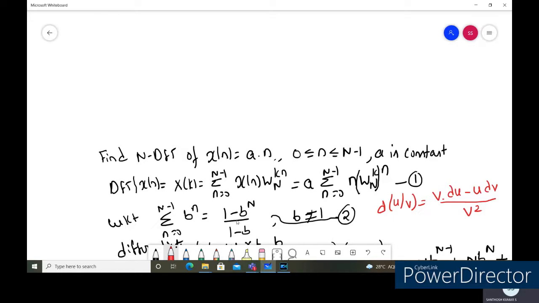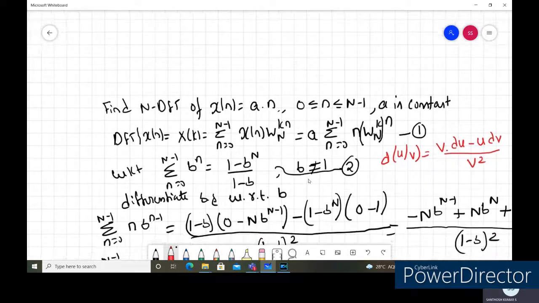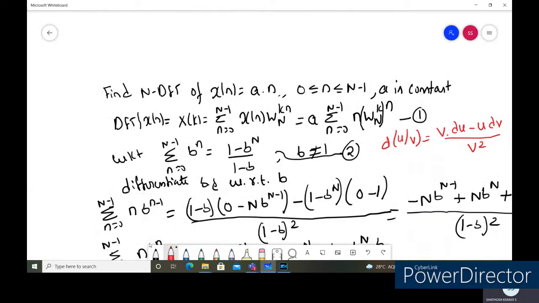Also, the differentiation of x to the power of n is n into x to the power of n minus 1. Here also b to the power of n is there, so it is n into b to the power of n minus 1 that we can take. Now let us differentiate both sides with respect to b. So the differentiation will be getting like this.